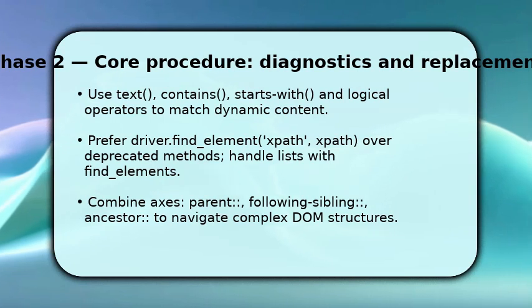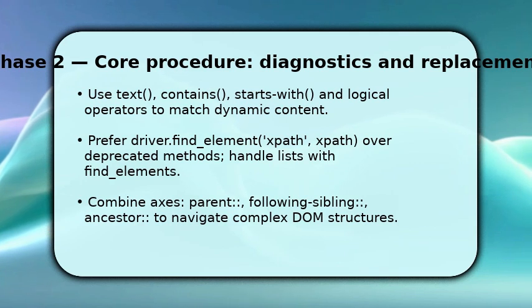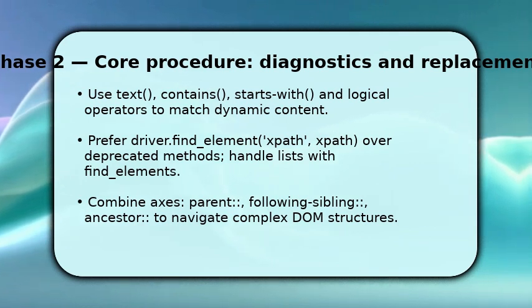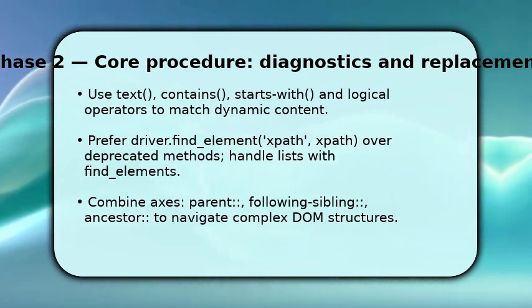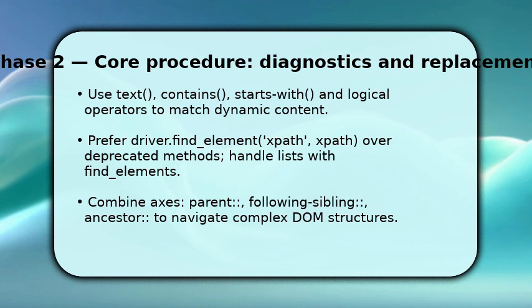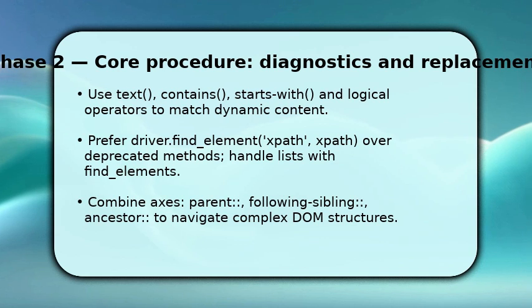You now refine the selector. Use text() when matching visible text, contains for partial attributes, and starts-with for prefixed values. Once done, switch to driver.find_element with the XPath rather than deprecated helpers. Use find_elements to return lists and index specific nodes.